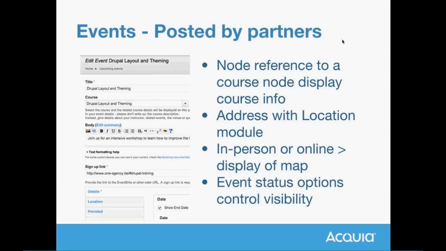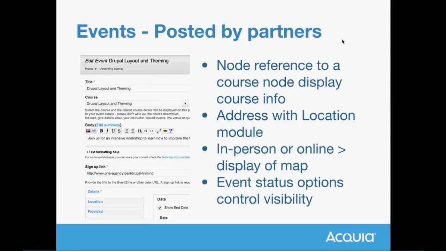The address for the actual event is handled with the location module, and in fact, our Drupal 6 site and our Drupal 7 site both use location modules, so that actually made our migration, which I'll talk about later, a little bit easier. Events can be in person, where you go to a place to actually physically attend it, or they can be online. And that designation will affect the display of the map. If it's online, obviously, there's no physical location, so there's no need for a map.